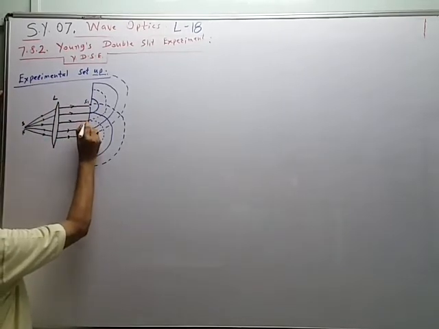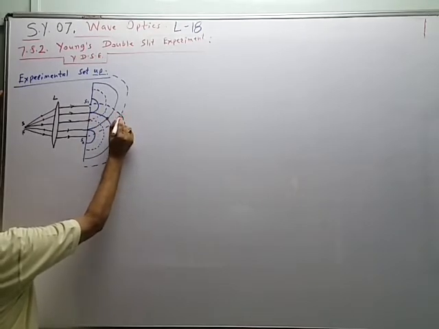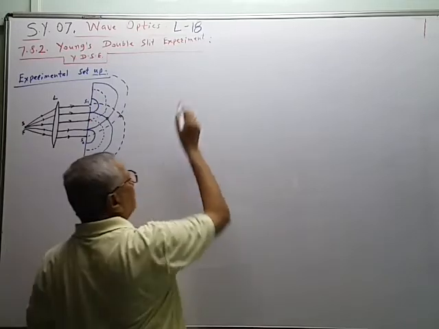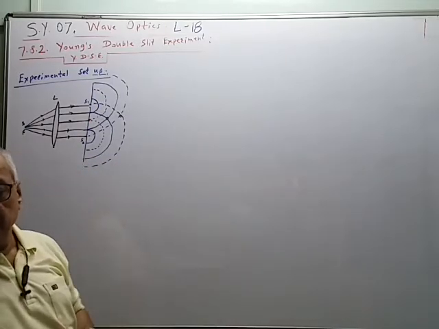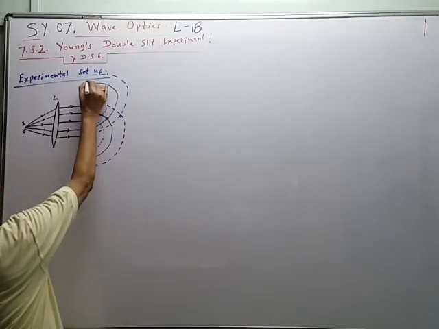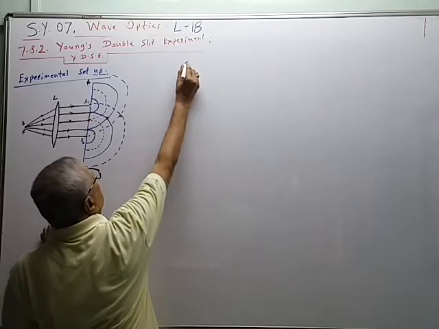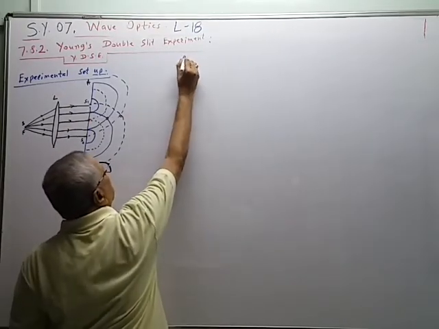So two troughs cross each other, constructive interference. Two crests cross each other, constructive interference. On this side there is a screen. This screen is denoted by AB. This screen is denoted by PQ. These two screens are kept parallel to each other.